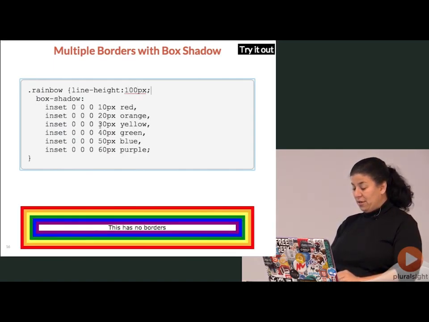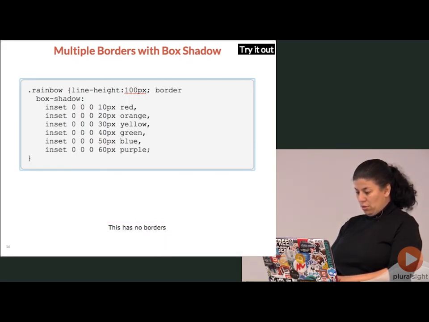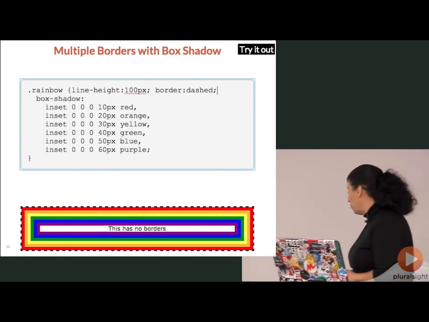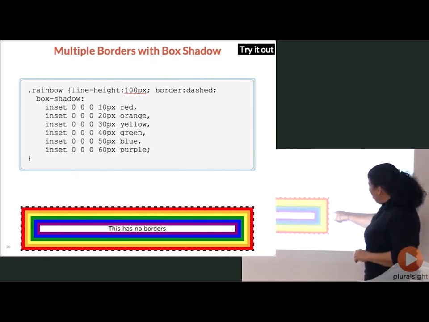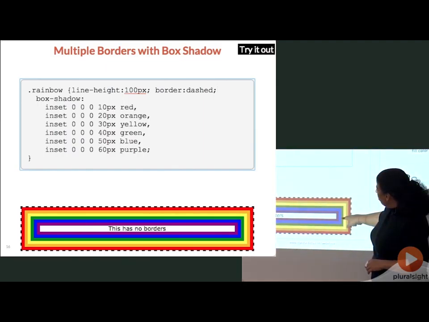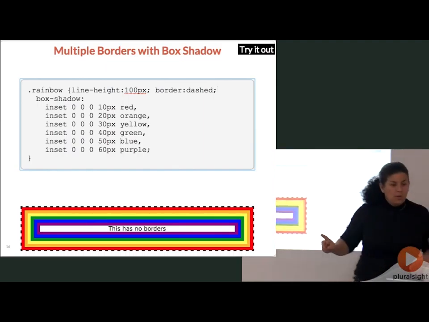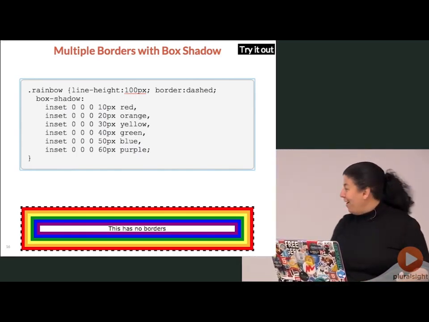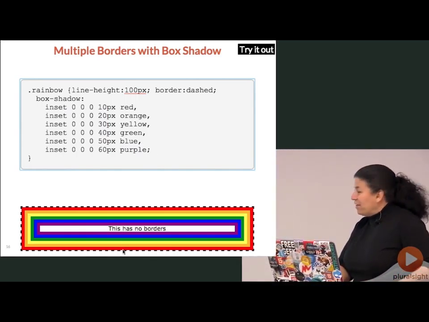Okay, so now we can see it. And I'm going to make a border dashed. There. Because I made it inset, the border's out here. So it first does the purple, then the blue, then the green, then the yellow, then the orange, then the red. In the middle there, I was like, what am I talking about again? I can't remember. So we have 6 shadows.